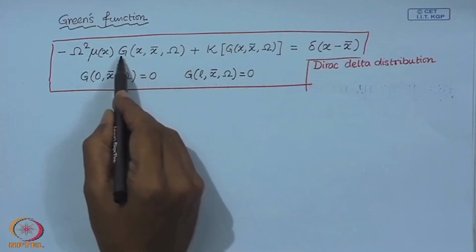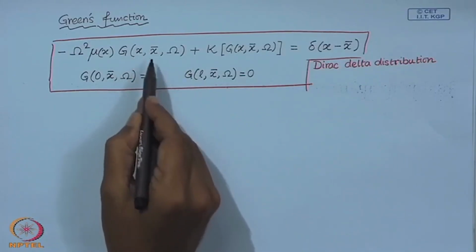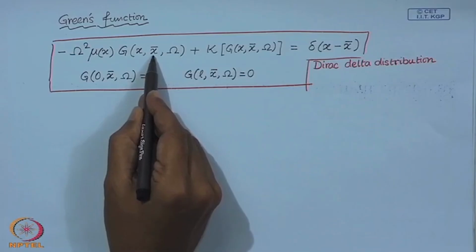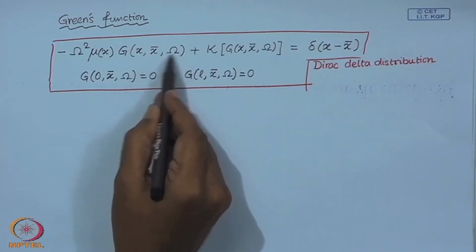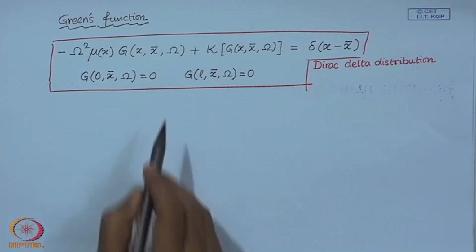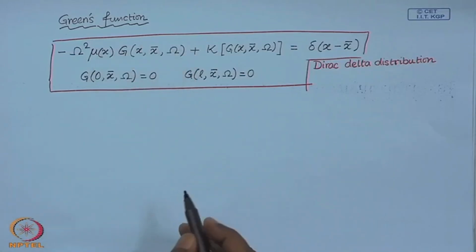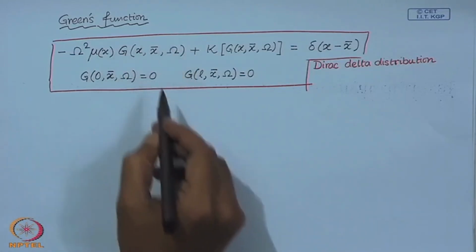Therefore, the Green's function is the amplitude at x because of a harmonic forcing of frequency capital omega applied at x bar. So, that is the significance of this Green's function.